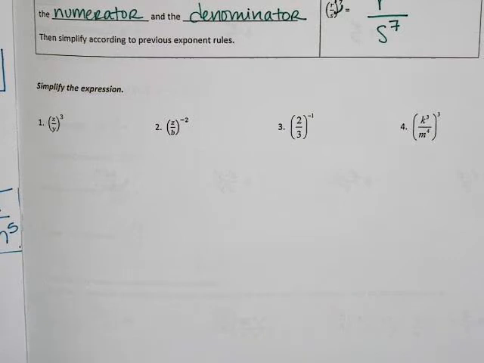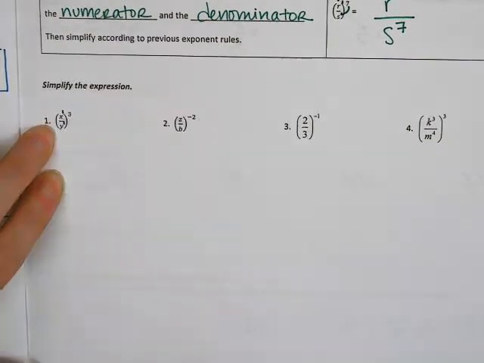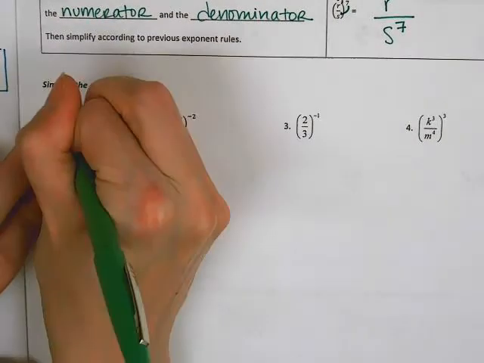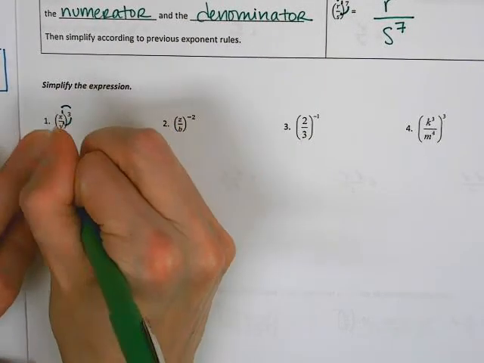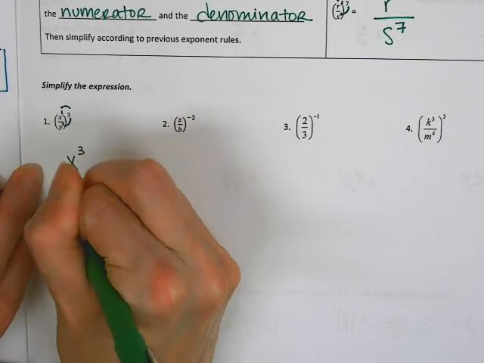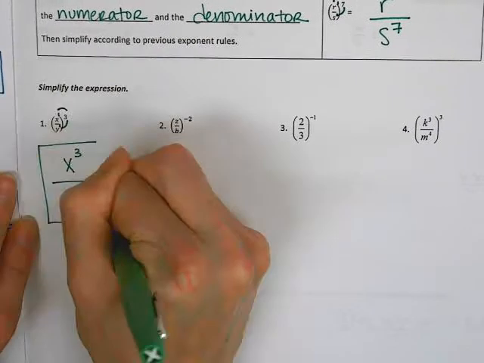Okay, so number 1, give them both 1s. And then power to a power we multiply, you got to give it to both. So it's x3 over y3. And they stay where they are.